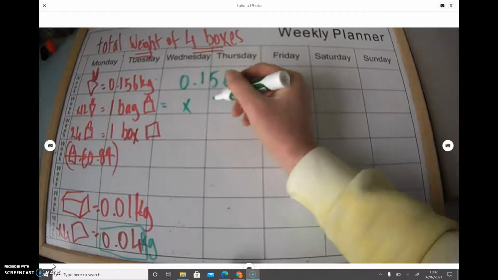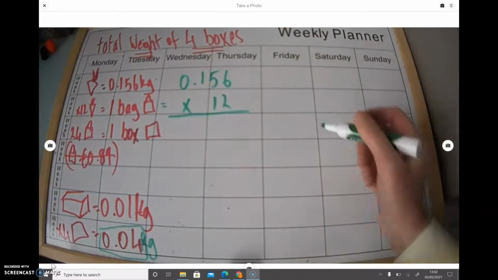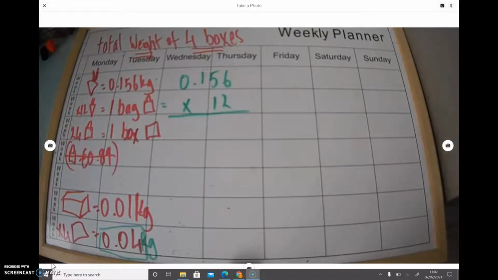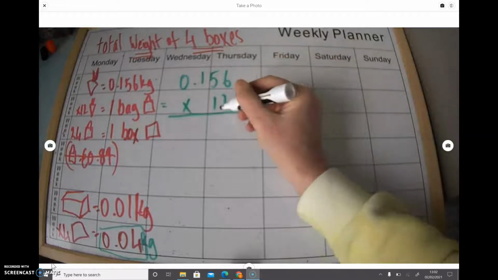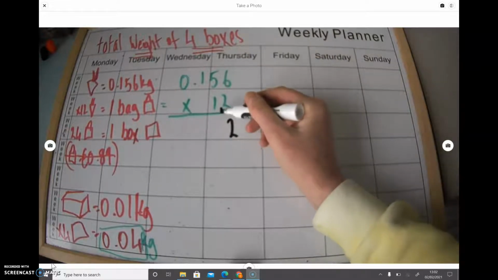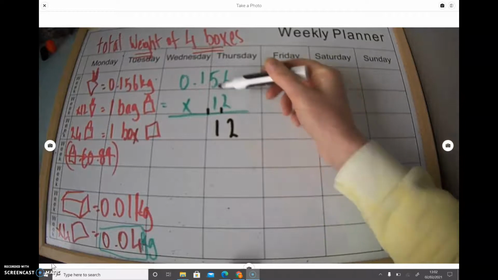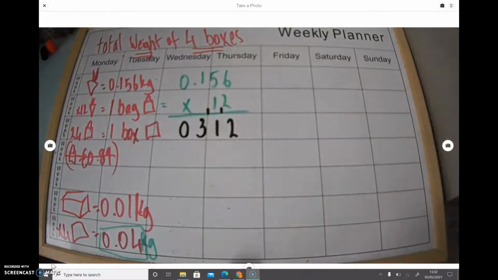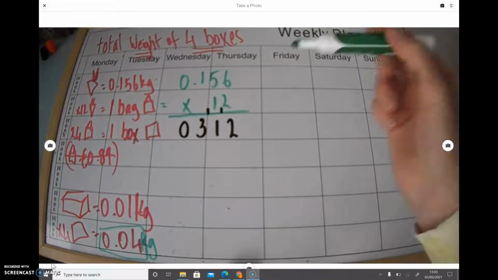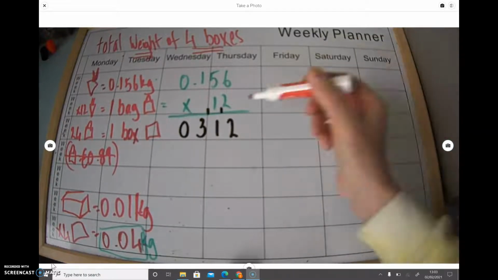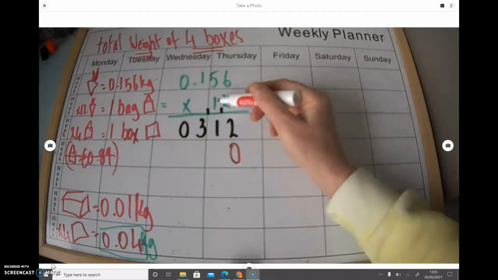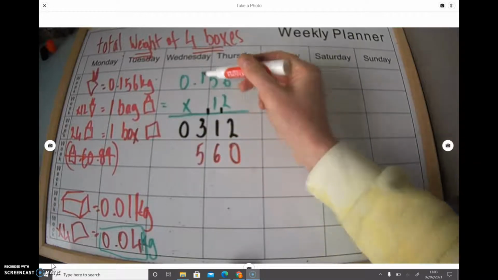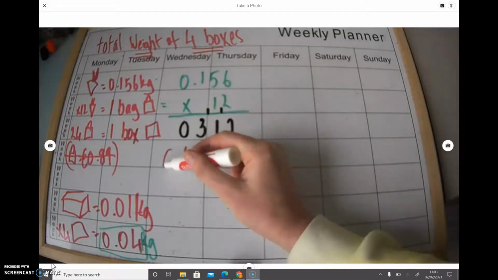0.156 times 12. Now I know if I'm multiplying by decimal, I forget about the decimal point until the end. 2 sixes are 12, 2 fives are 10, plus 1 is 11. 2 ones are 2, plus 1 is 3. 2 zeros are 0. And it's a long multiplication, multiplying by my tens, so I put down my 0. 1 6 is 6. 1 5 is 5. 1 1 is 1. 1 0 is 0.